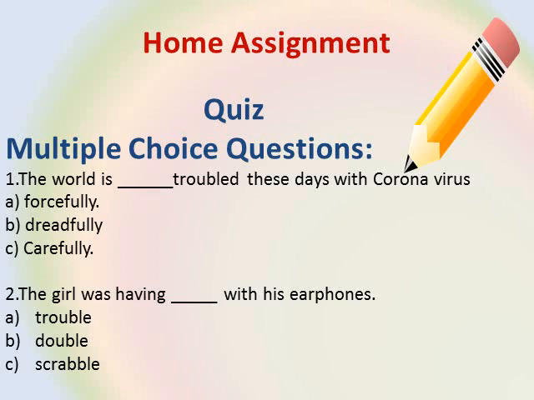Next question is, the girl was having dash with her earphones. Option A, trouble. Option B, double. Option C, scrabble.